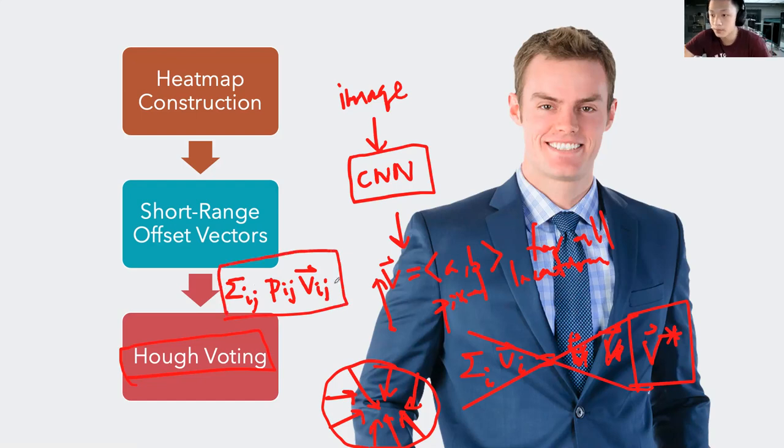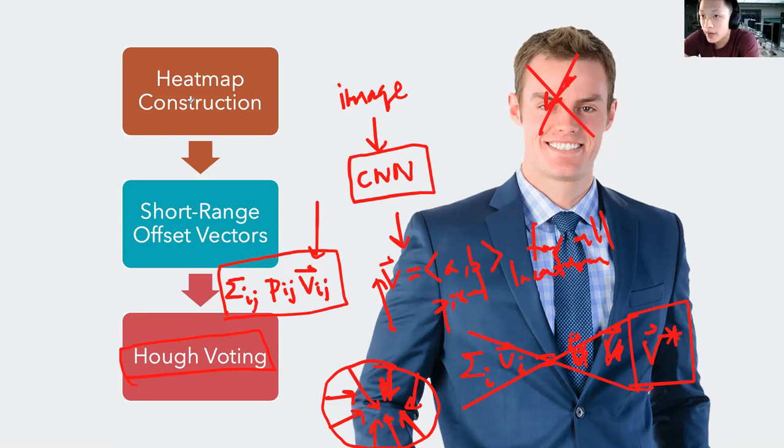So what does this mean? Well, we already talked about the vector, right? The vector is the neural network learned, hey, if you're at this point, you should go this way to find the actual elbow. So it's got all these vectors, but not all of these vectors are equally important, right? If you had a vector that was out here pointing towards his eye, you would not want to factor that into his elbow.